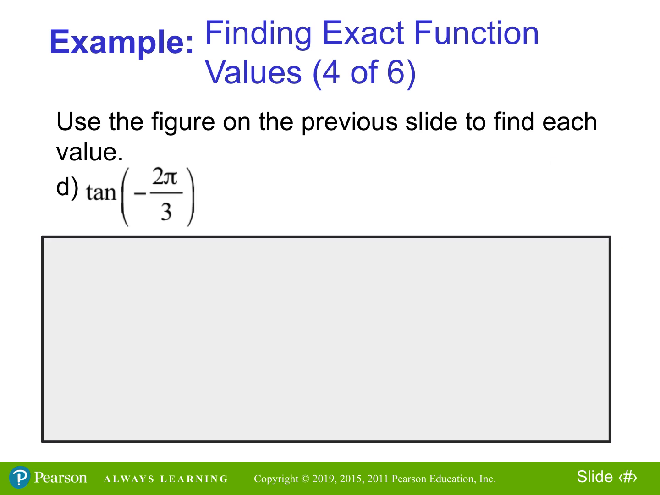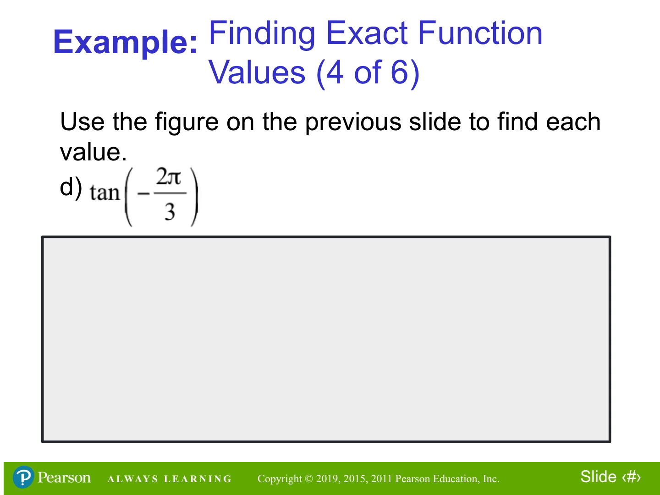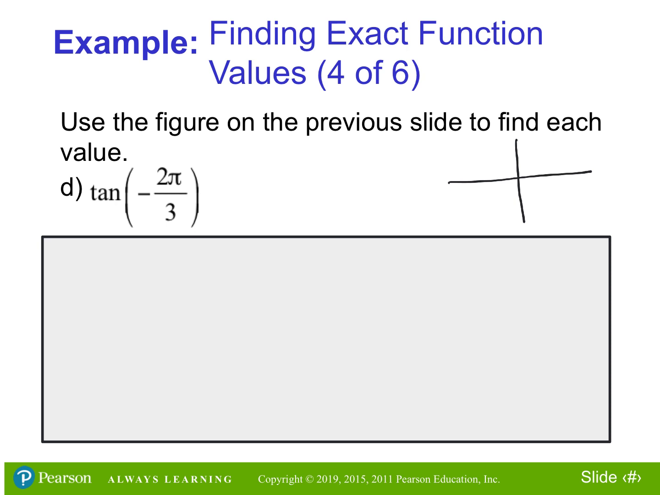Now for part D, this one's almost like a trick question because it wants us to find the tangent of a negative 2 pi over 3. Well, remember with negative values, we actually have to go clockwise. So if I went a half a revolution in the clockwise direction, that would take me to pi. Well, pi is 3 pi over 3. So a negative 2 pi over 3 is really going to fall in that third quadrant.